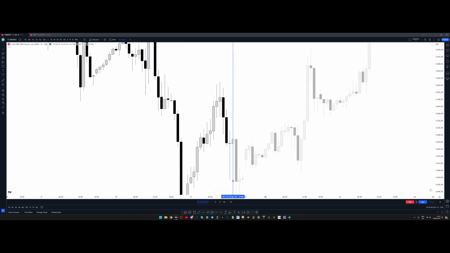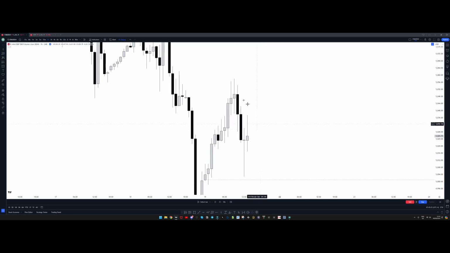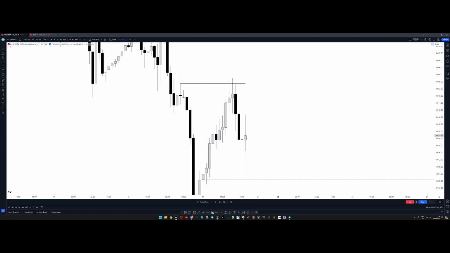I'm going to rewind this for simplicity. Right, this one is 10 o'clock. I'm gonna highlight the model. Look. Liquidity was taken. Right. We highlight the 10 o'clock candle.